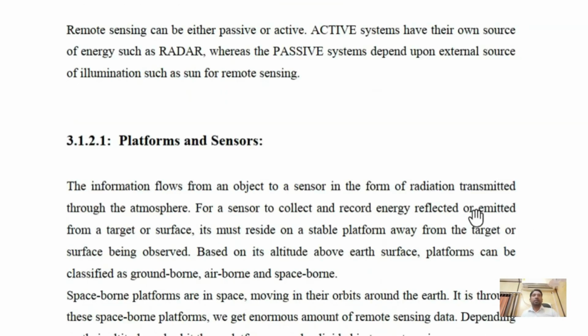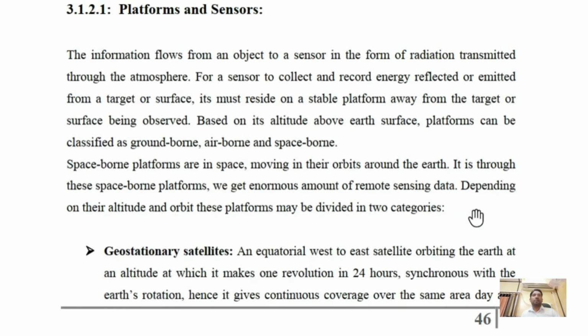Platform and sensor. The information flows from an object to a sensor in the form of radiation transmitted through the atmosphere. For a sensor to collect the energy reflected or emitted from a target or surface, it must reside on a stable platform away from the target or surface being observed. Based on its altitude above Earth's surface, a platform can be classified as ground-borne, airborne, and spaceborne.